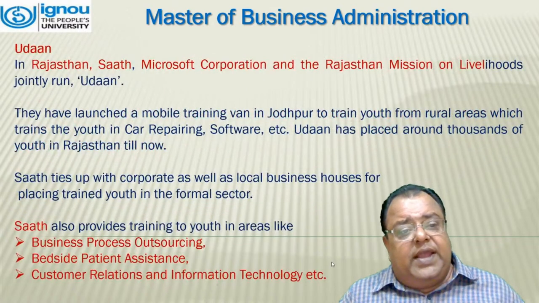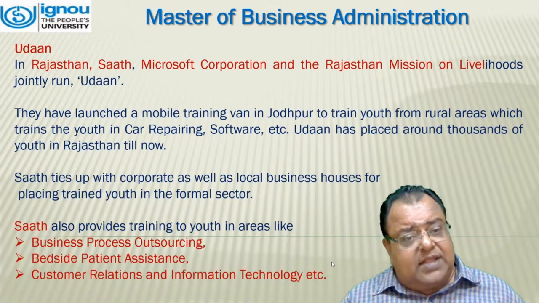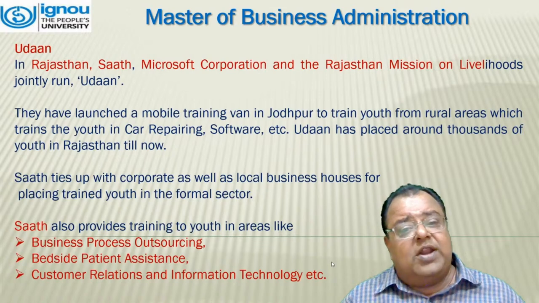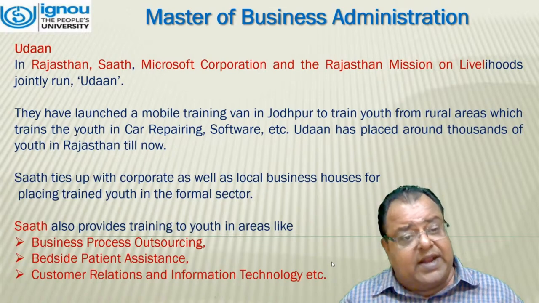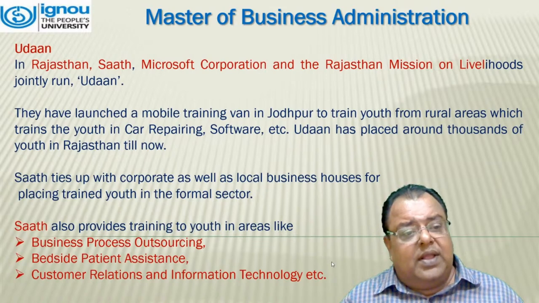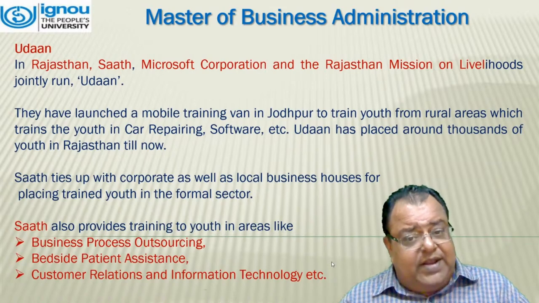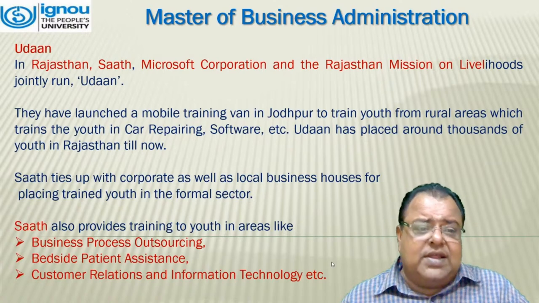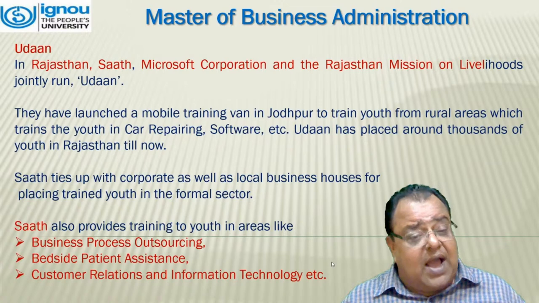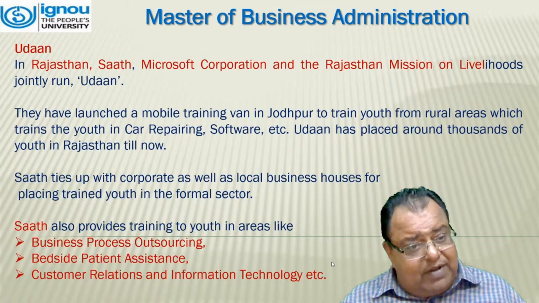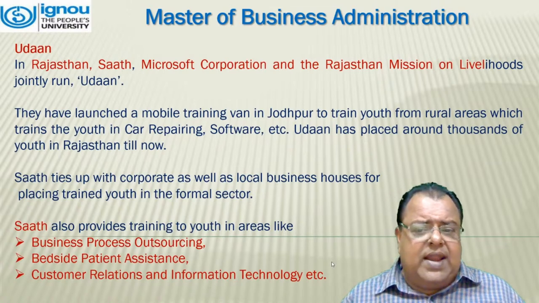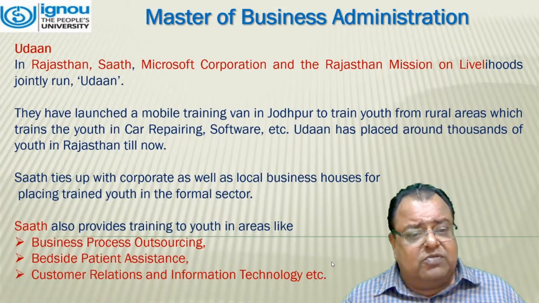Udaan in Rajasthan: SAATH, Microsoft Corporation, and the Rajasthan Mission on Livelihoods jointly run Udaan. They have launched a mobile training van in Jodhpur to train youth from rural areas, which trains the youth in car repairing, software development, etc. Udaan has placed thousands of youth in Rajasthan till now.